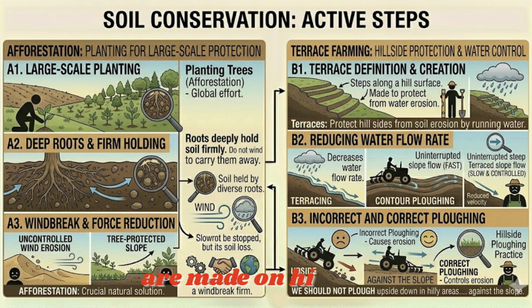So terraces are made on hillsides to protect them from soil erosion by running water. These terraces decrease the rate of the flow of water and prevent the soil from being carried away by it. We should not plow the field up and down in the hilly areas. We should always plow our fields across the slope in hilly areas.